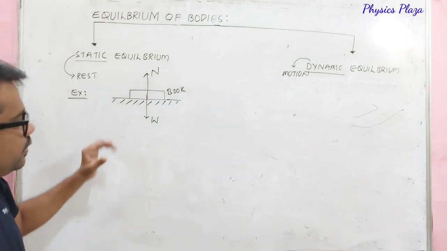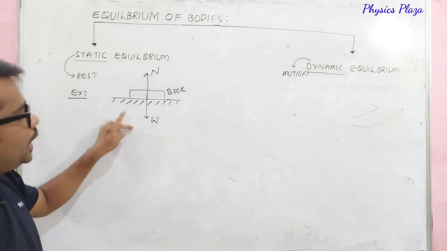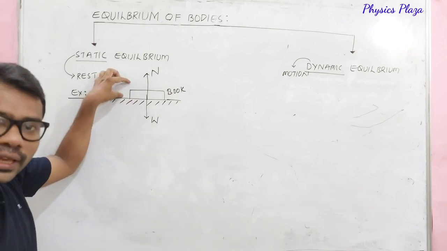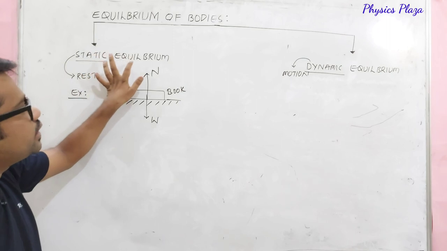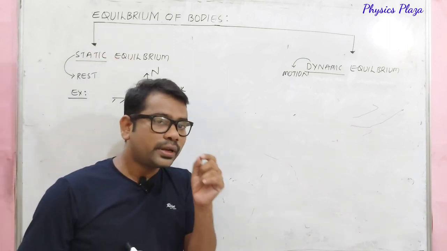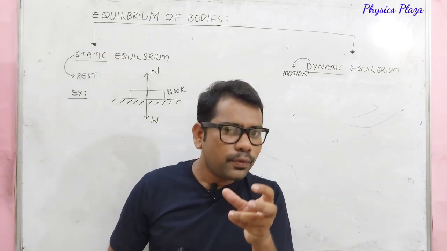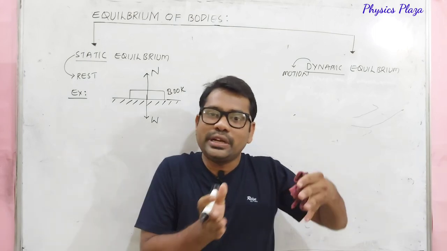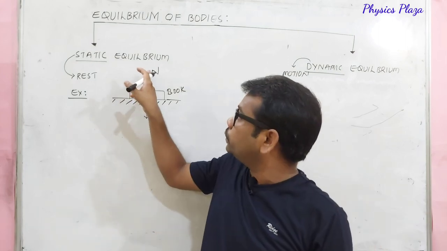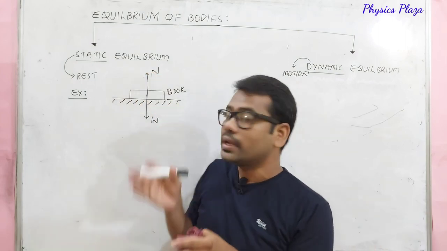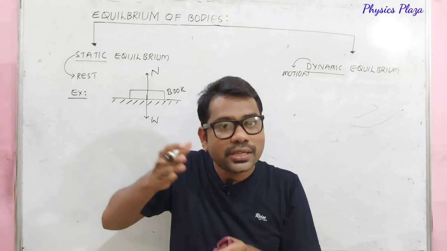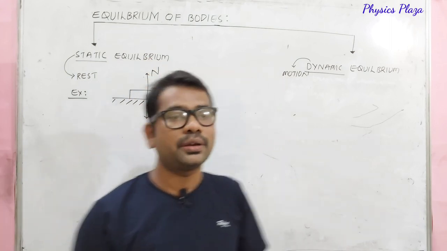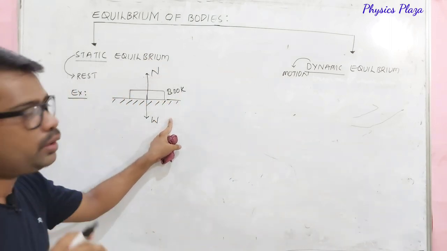So here, what is happening? When a number of forces acting on this body do not change its state of rest, then this book is said to be in static equilibrium. Then I repeat once, what is a static equilibrium? When a number of forces are acting on the body but do not change its state of rest. Previously it was in a state of rest, and though these two forces are acting on this book, the book is still continuing its state of rest, then we can say that this book is said to be in static equilibrium.